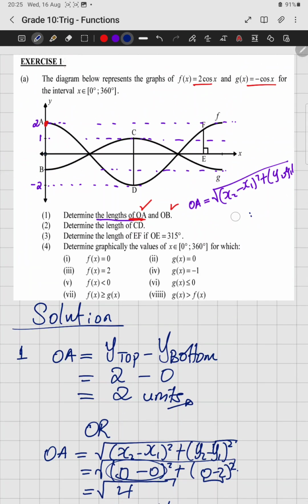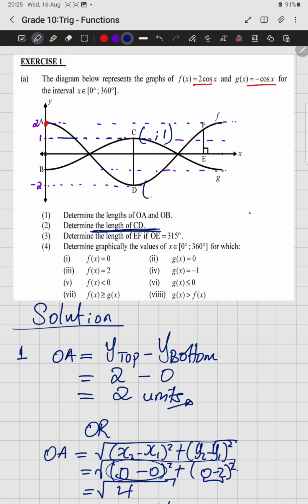So let me just move on to the next one. The next question says, calculate the length of CD. Where is CD? All over here. So we want the length between these 2 points. What we need here is only the Y values. So the Y value of C is 1. And what is the Y value of D? Remember, it is -2.